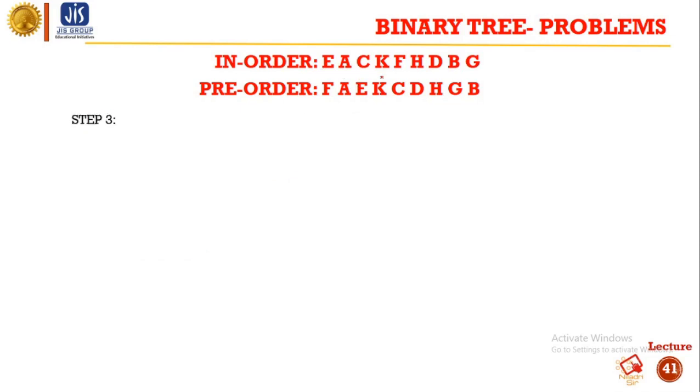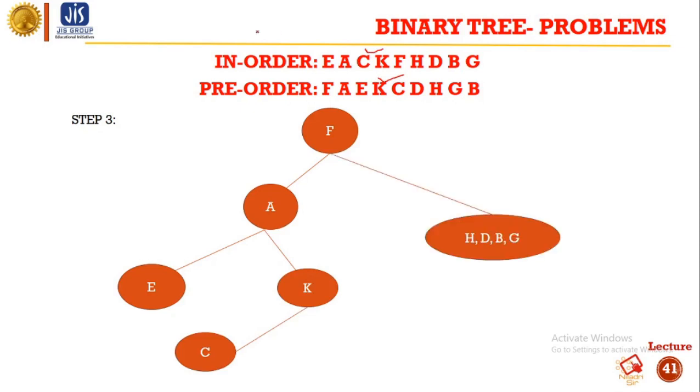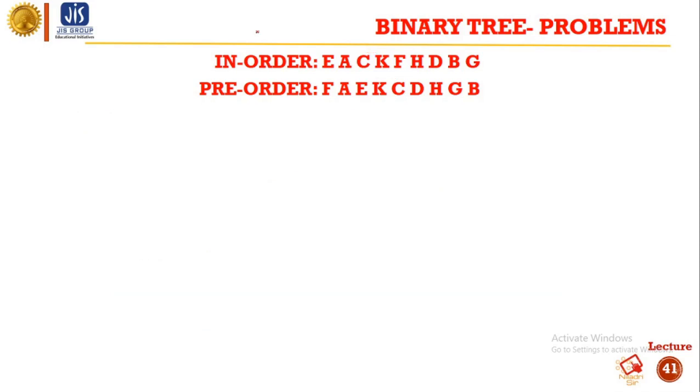Now come to F, A, and the next root is E. After E it is K. So K is there, and on the left side of K it is C. So it is C, and on the right side of F it was H D B G. Now come to step 4.